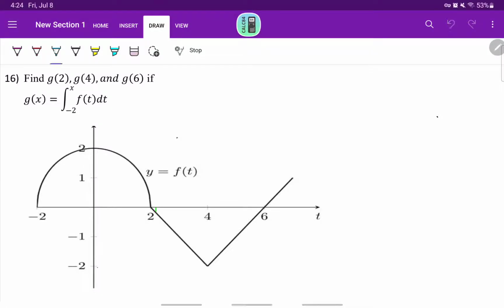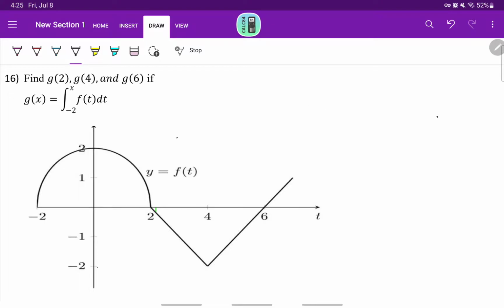Number 16. It says to find g of 2, g of 4, and g of 6 if g of x equals the integral from -2 to x of f of t dt. Now remember, the integral means the antiderivative. And because this is a definite integral, it just means the area under the curve.